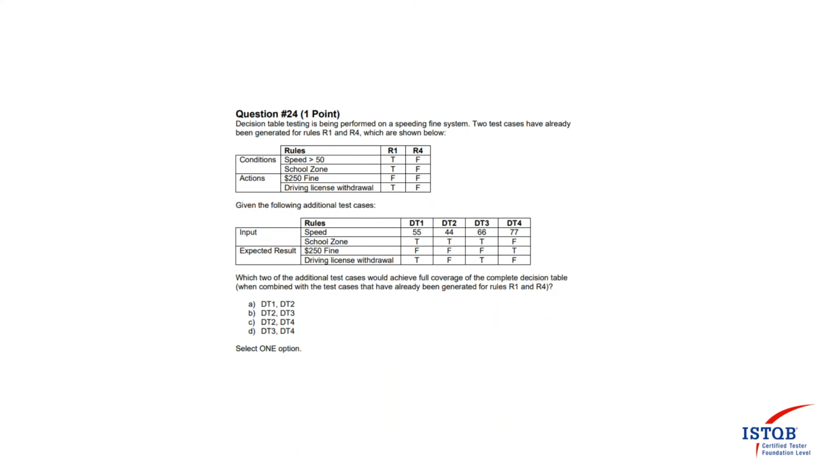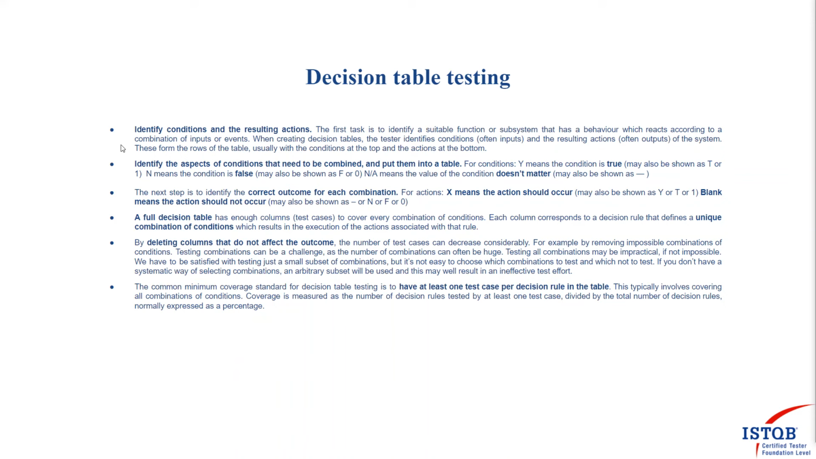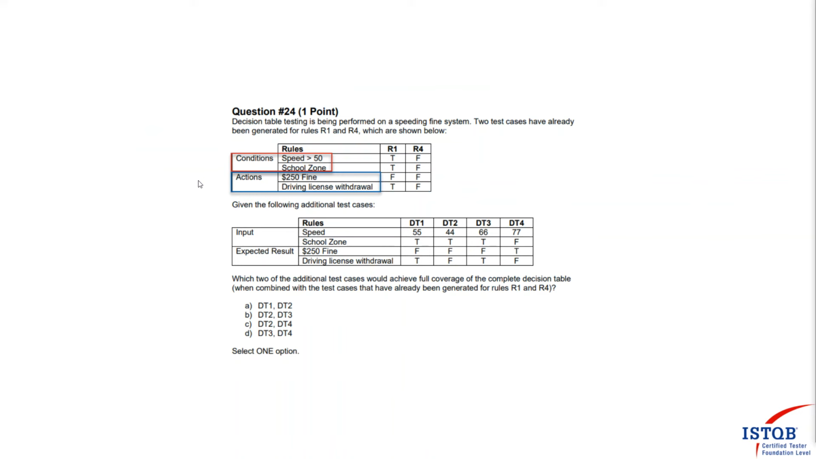Let's check one more example of decision table testing. Pause the video and read the text on your own. The first task is to identify conditions and the resulting actions. We need to define conditions and results and create a table. And as in the test before, it is already done for us.